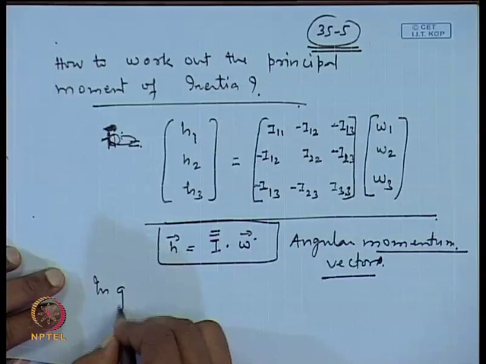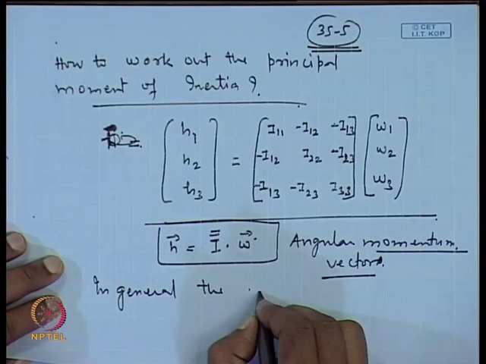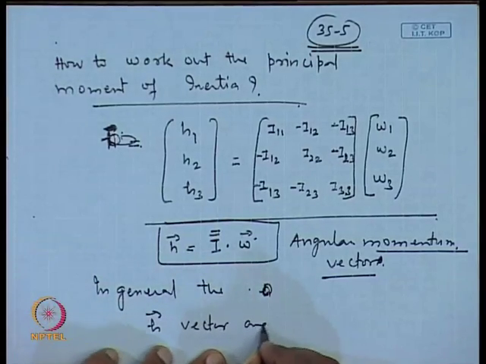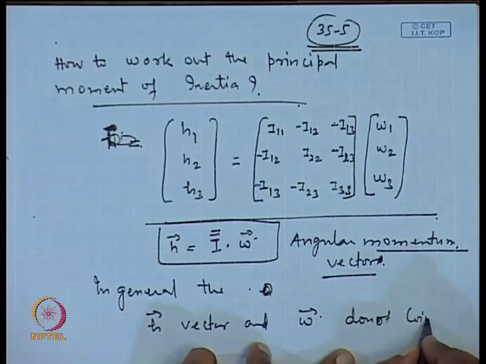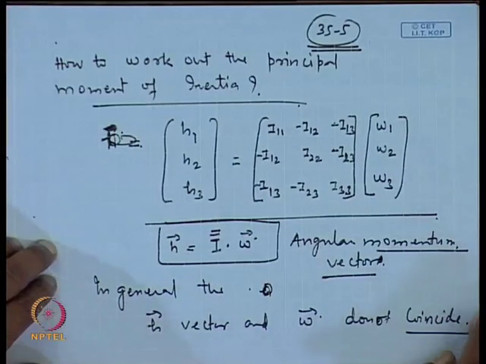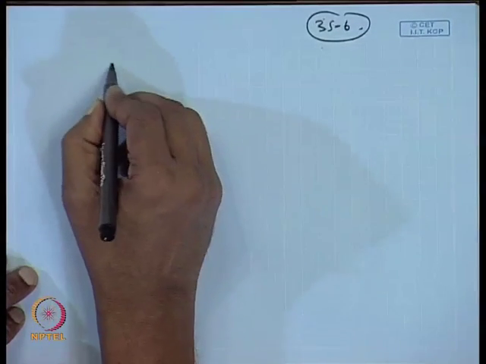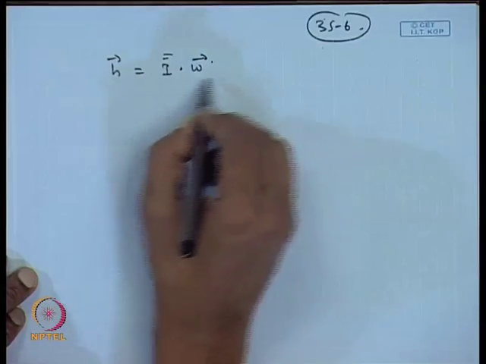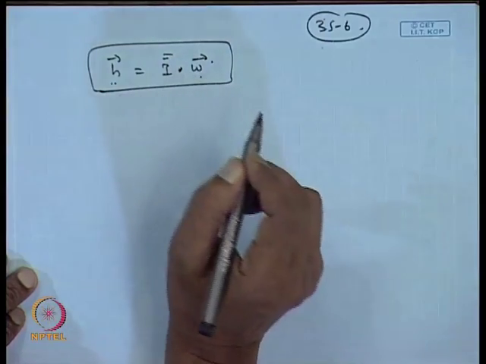So, in general, the h vector and the omega vector do not coincide. h is equal to I double bar omega, and the h vector and the omega vector are not the same.